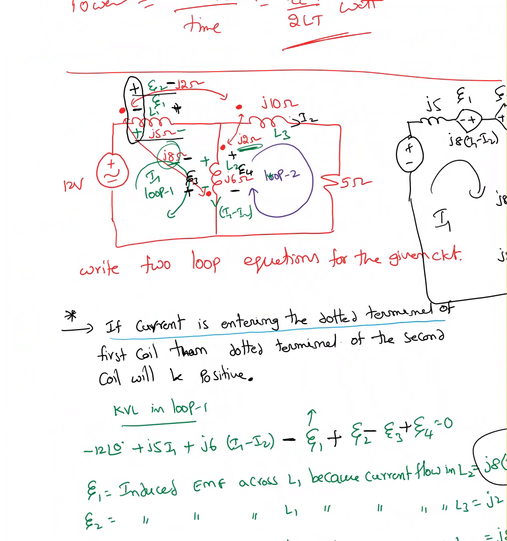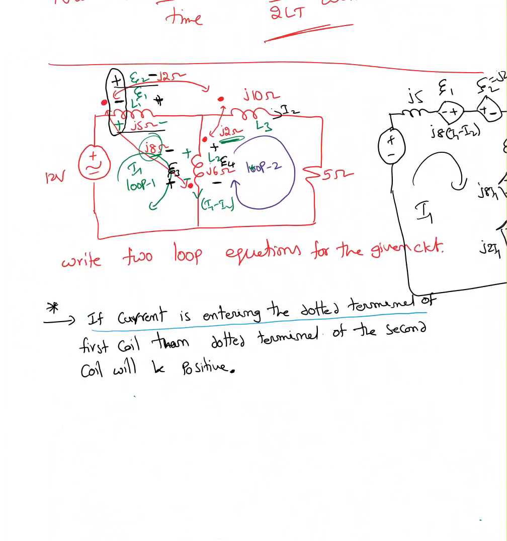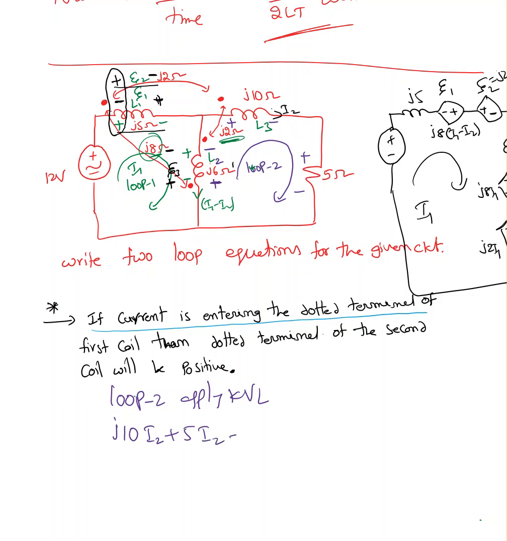Now I'm going to write down the second equation for loop 2. According to my I2 direction, I'm going to have plus and minus signs. Okay, this is my loop 2. Now according to the loop 2 current direction, apply KVL. So J10 times I2 plus 5 times I2 plus J6 times (I2 minus I1). Whenever I'm in loop 2, I always assume current I2 is larger than I1.